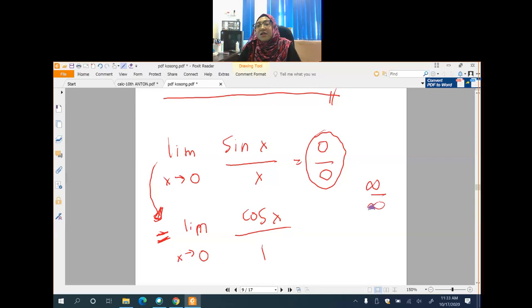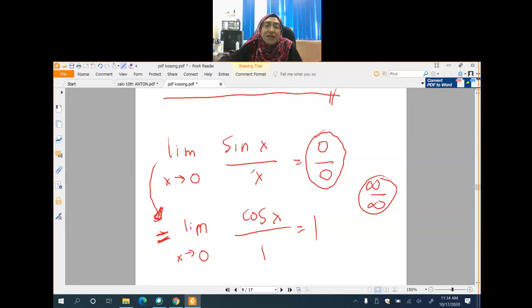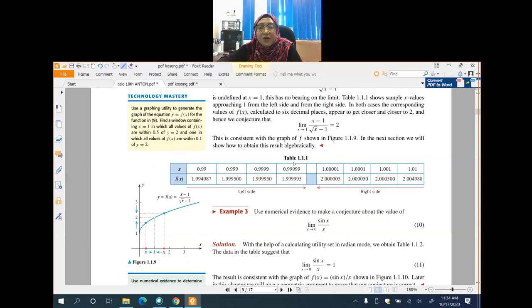Once you got this, you try to substitute. Cos 0 will give you 1. And for the denominator, it's already equal to 1. So the answer is equal to 1. Right. So the limit of this function as x tends to 0 will be equal to 1.